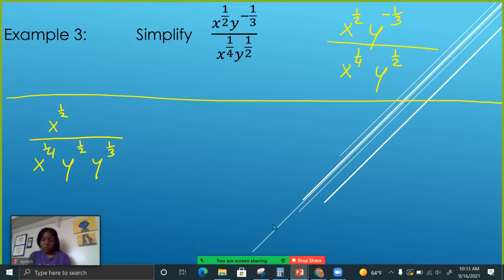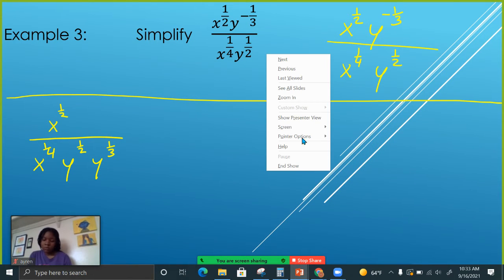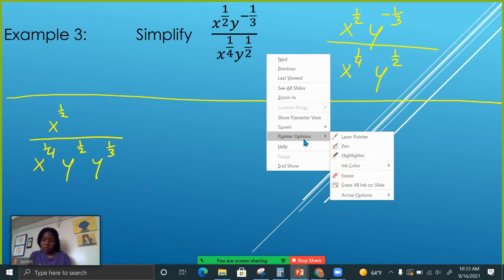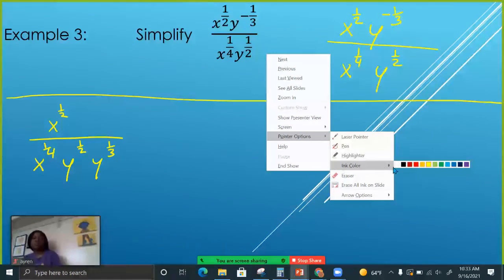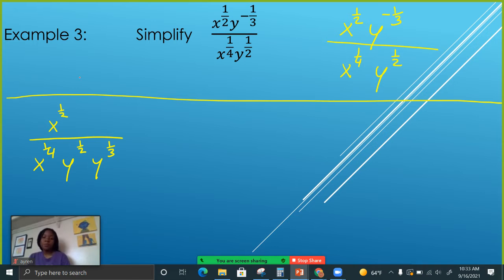Last week, this was easier when they were whole numbers. The same rules apply when they're fractions. Let's see, I'm going to change to red here. Okay, so I want to focus on one variable at a time, just my x's. Let's just look at the x's, and then we'll come back and look at the y's. So for x's, I've got x to the half over x to the 4th.